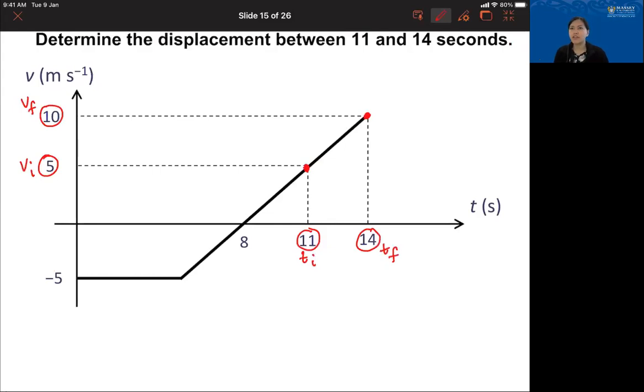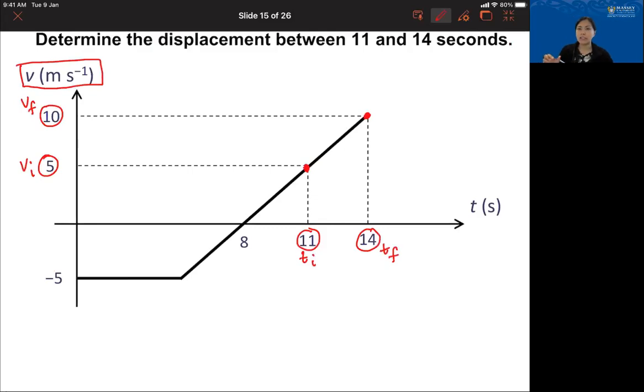Cool. Right, so I can see some correct answers in the chat box. So let's look at how we solve this question here. We want to find the displacement between 11 and 14 seconds. First thing we need to check is what's on the y-axis. Your y-axis is velocity. It's a velocity versus time graph.